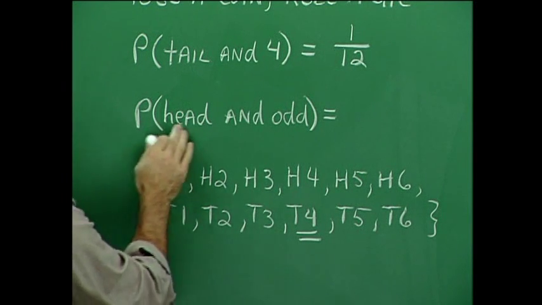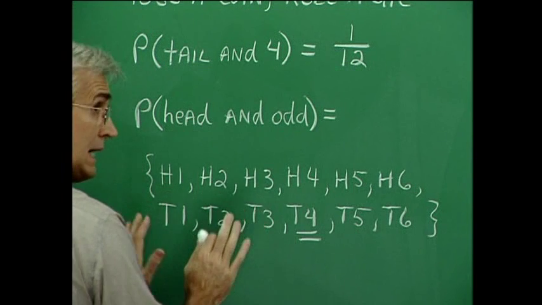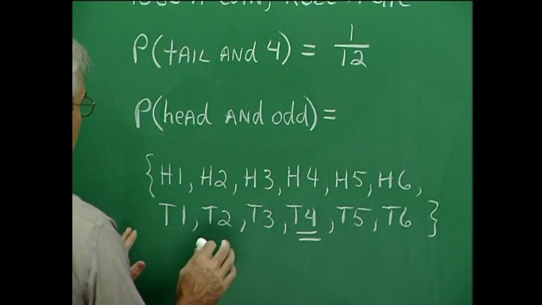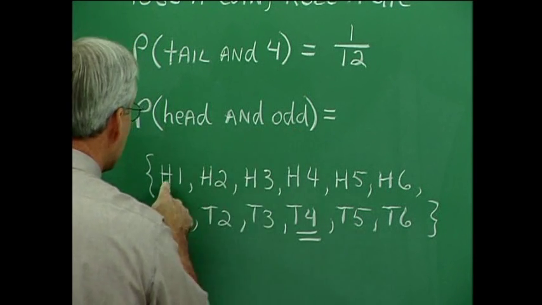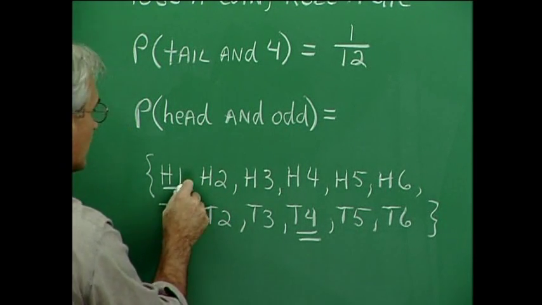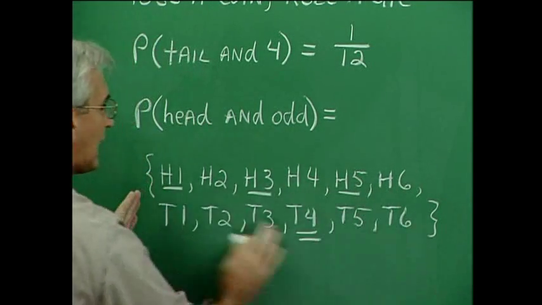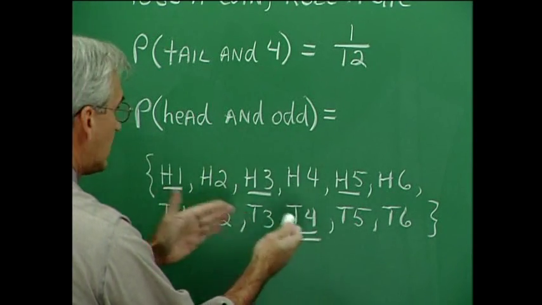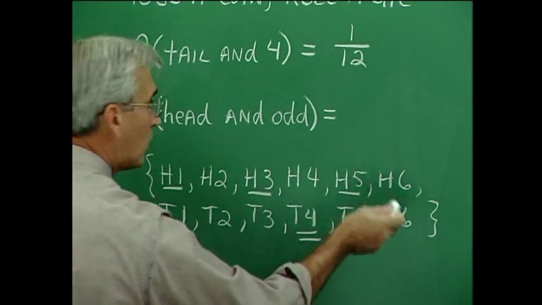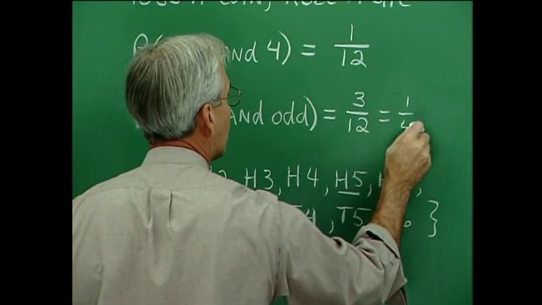Now the probability of head and odd. Well, now it's really handy to look at the sample space because we can easily identify head and odd. Head with 1, that's an odd number. You see the 1 is an odd number. Head with 3, head with 5. Those are the only items in the sample space that are head and odd. 1, 2, 3 out of 12. 3 over 12 we reduce to 1/4.